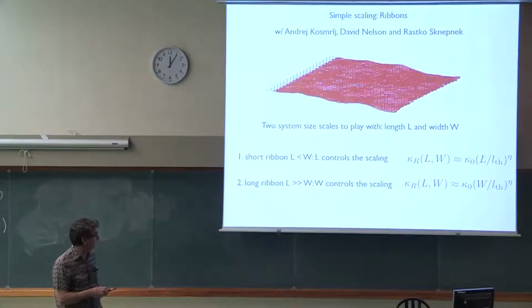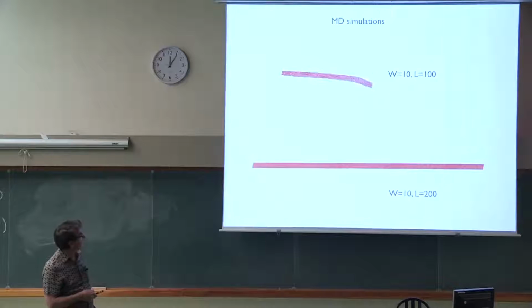Here's what thermal fluctuations of these ribbons look like. You can see they're significant, pinned here, fluctuating up and down here. This is width 10, length 100. Bottom is same width, double the length.